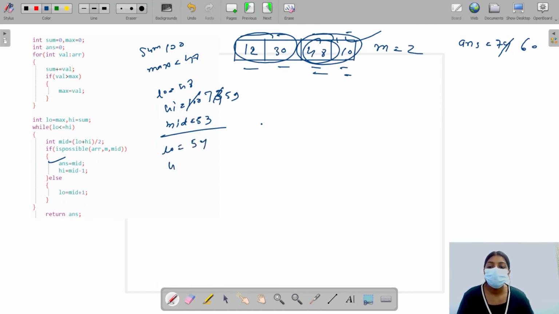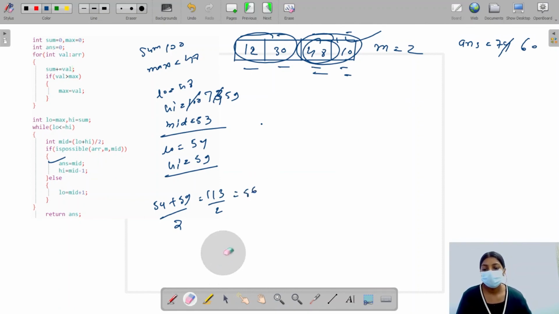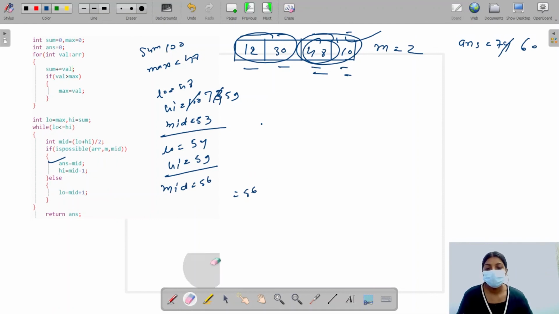My high is 59 and my low is 54. All right. I calculate my mid, which is equal to 54 plus 59 by 2, which is 113 by 2, nearly equal to 56. Now my mid is equal to 56. It checks for 56. Is it possible for 56? No, it's not possible for 56.